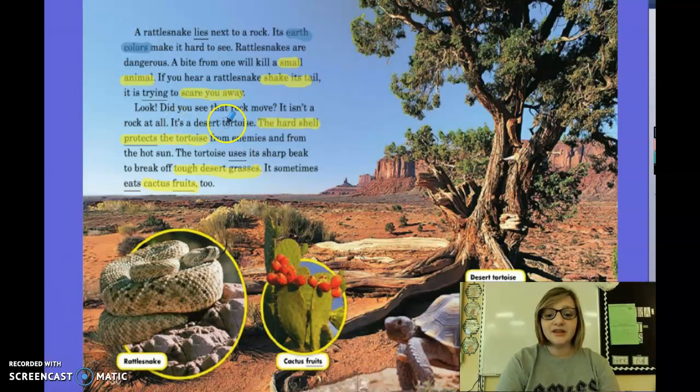Now let's see. The desert tortoise, it says, did you see that rock move? Look at our picture. The tortoise also uses some camouflage here. All right, he's got more desert colors just like the rattlesnake. So both of these animals have adaptations that help them survive in the desert.